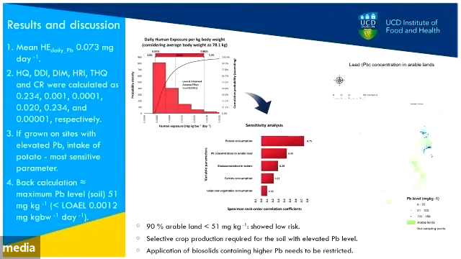Selective crop production is required in those areas where the concentration of lead is higher, because some root crops have a higher affinity to assimilate lead. And biosolid application can be restricted to those areas where the elevated concentration of lead is found.